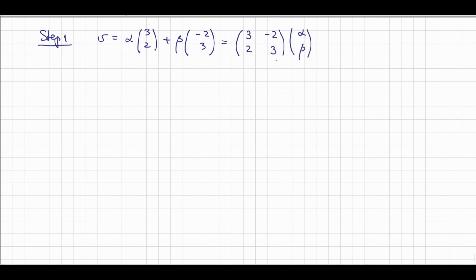Remember that one way the matrix multiplication can be interpreted is that when we multiply the matrix by a column vector, it is the same as the linear combination taking the first column times the first coordinate and the second column times the second coordinate. That's exactly what's written here.